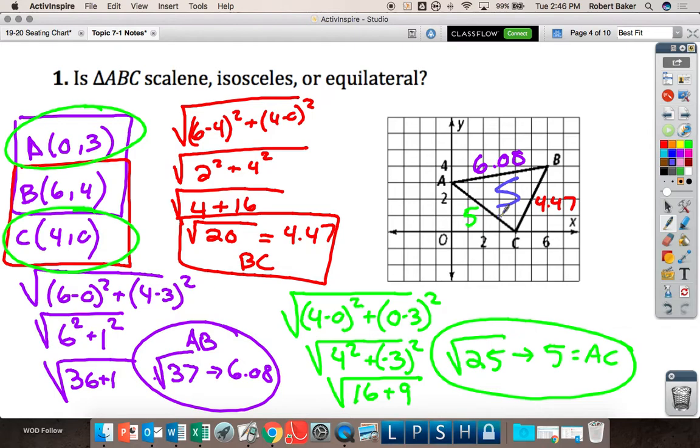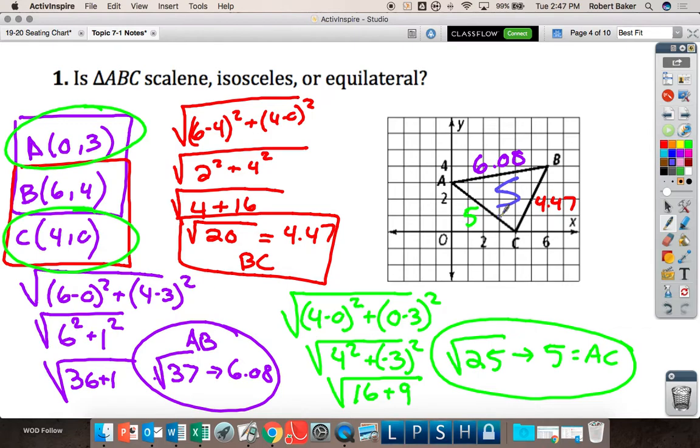No. Okay, so let's talk about some things that will happen in the future. Did I have to convert all these radicals to decimals? Yes. No. Is the square root of 37, the square root of 20, and the square root of 25, are any of those the same number? No. So you could have stopped there and said scalene, because they're all 3 different numbers, right?